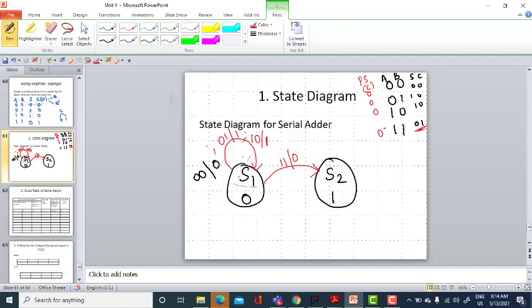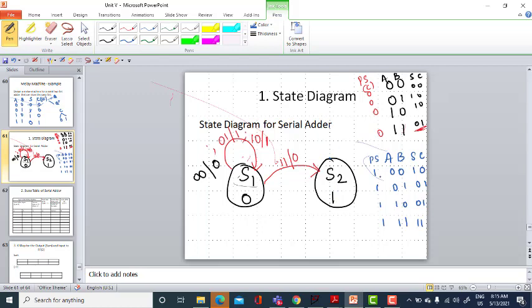Now again, let me write here for you. Again, you will be having AB and your previous carry, now it will be 1. Again, for the four combinations, 0, 0, 0, 1, 1, 0, 1, 1, what is your sum and the carry? And this is for when your machine is in state 2, your previous carry is 1. So now what about your input combination?